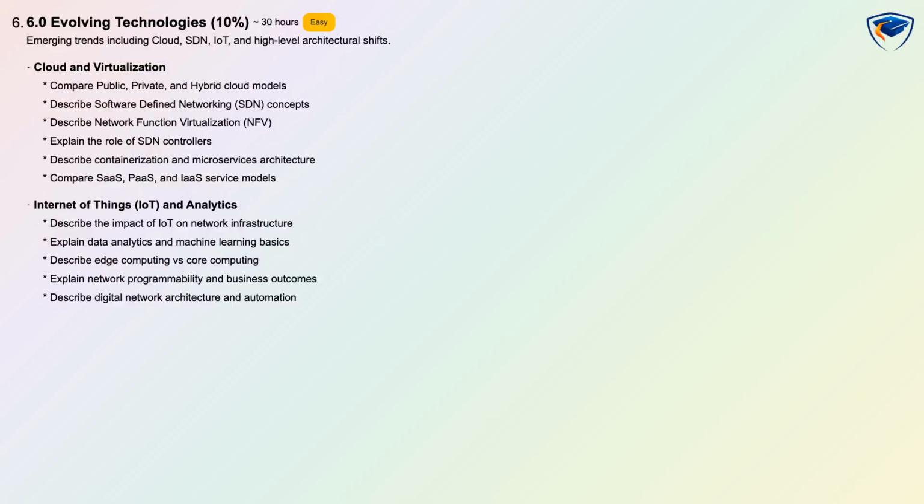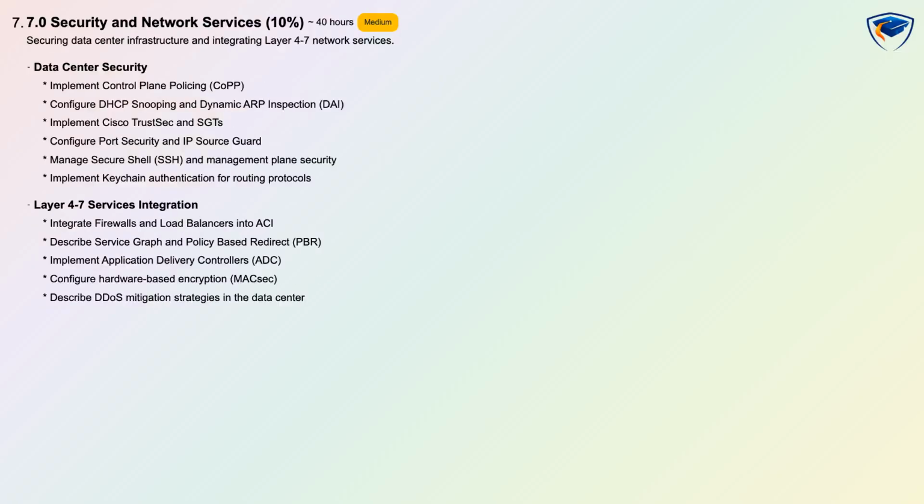impact network design. 7.0 Security and Network Services makes up 10%, is medium difficulty, estimated 40 hours, and uses conceptual and scenario-based assessment. Study data center security topics such as control plane policing, DHCP snooping, dynamic ARP inspection, port security, IP source guard and management plane protections like SSH and AAA. You will also learn TrustSec with SGTs and keychain authentication for routing protocols. Layer 4-7 services include integrating firewalls and load balancers into ACI, service graphs, ADCs, MACsec and DDoS mitigation strategies.